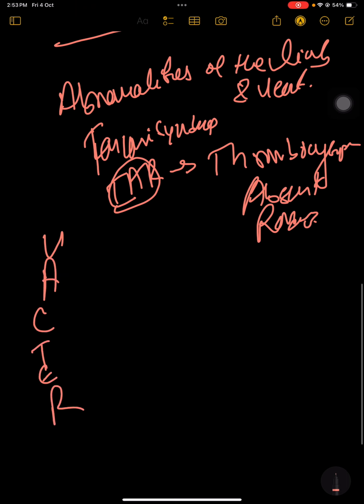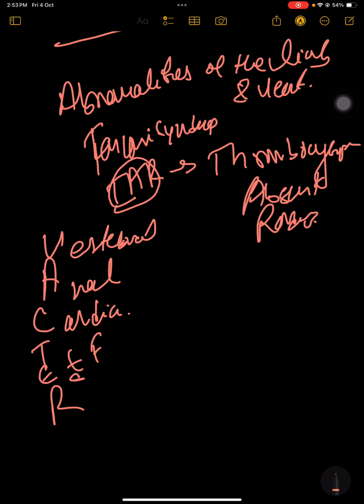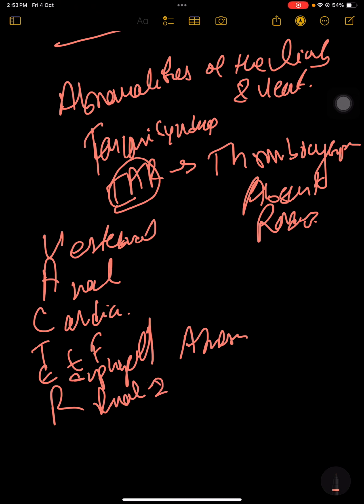VACTERL. Okay, vertebral, anal, cardiac, tracheoesophageal fistula, esophageal atresia, and renal and radial abnormality. So this is about VACTERL syndrome. So you'll go for pollicization.